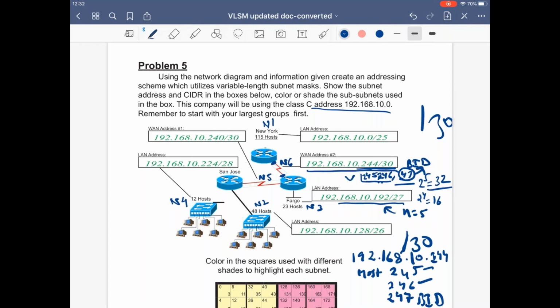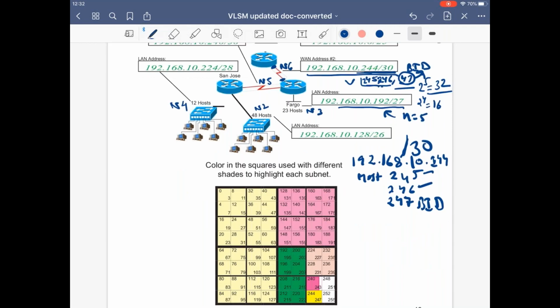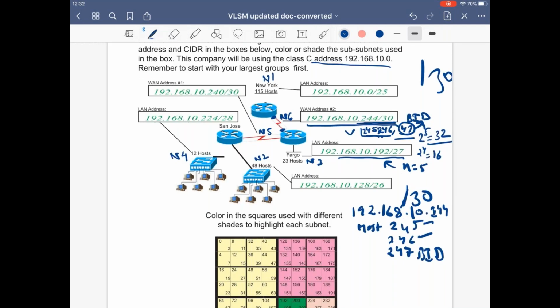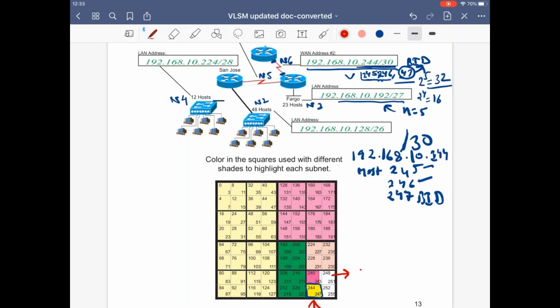I was just thinking whether we will use anything after 247. No. This is the last one. Is that last white one in the square not used? Here, you can use this if you get any other requirement. If you get a new requirement in the future, you can use this.